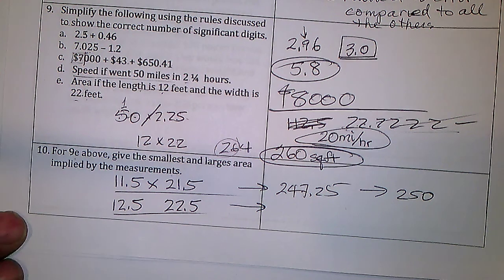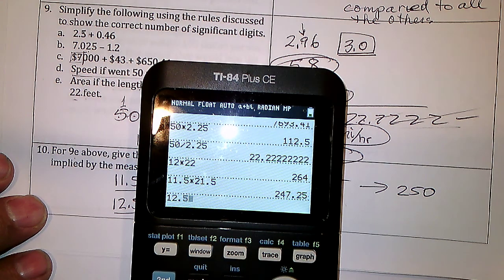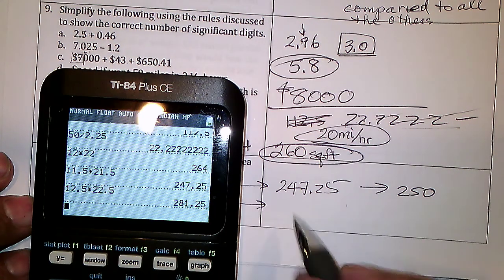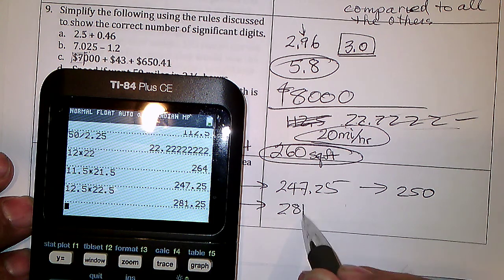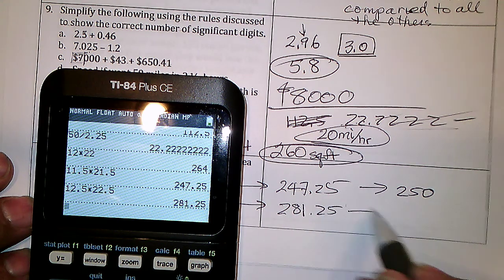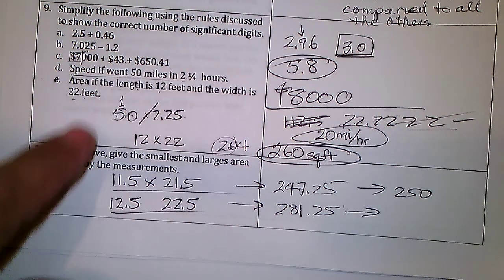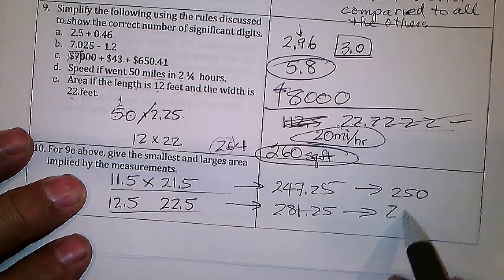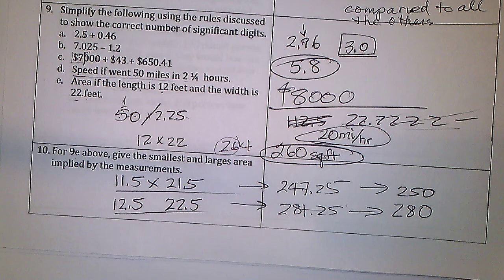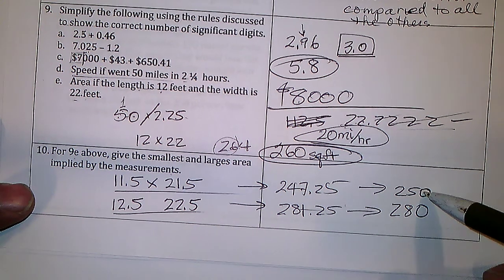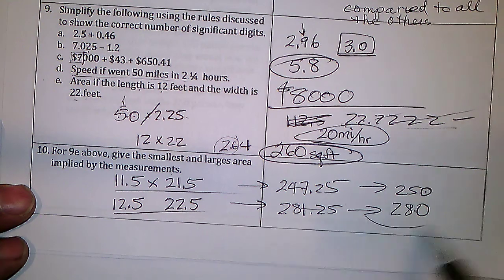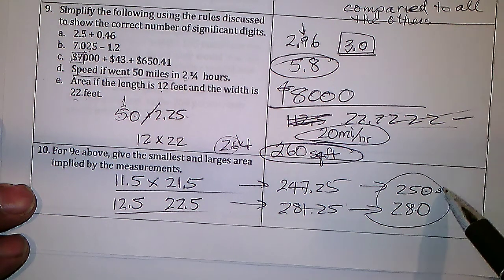What's the biggest? 12.5 times 22.5, 281.25. But we should be doing two significant digits, so that would round it off to 280. So the actual should be somewhere between 250 and 280. Okay? Square feet.